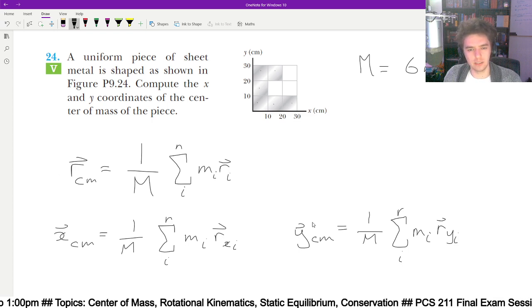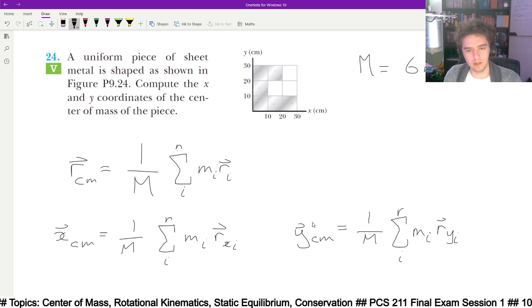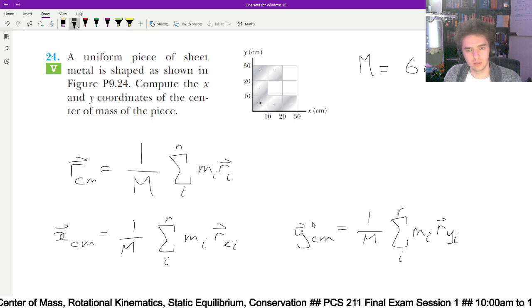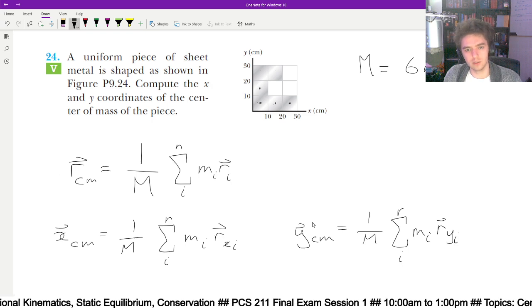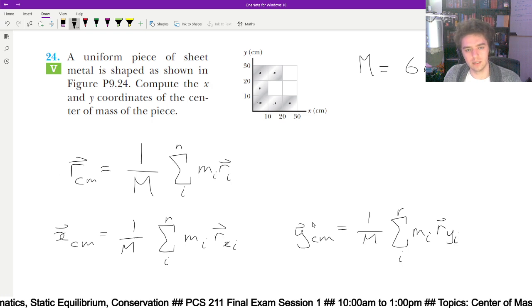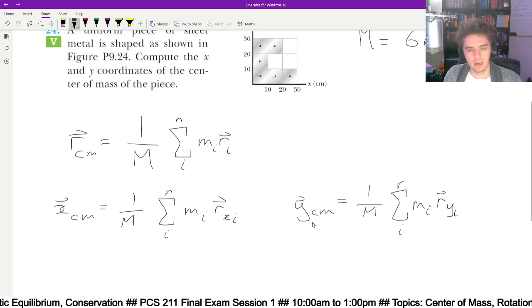And the positions, let me think. The center of mass for each of these seems to be in the middle. So that's where we're going to put the center of mass for each of them, because it's a square, a uniform piece. So those are the centers of mass for each of these things. Now we just have to add them all together.